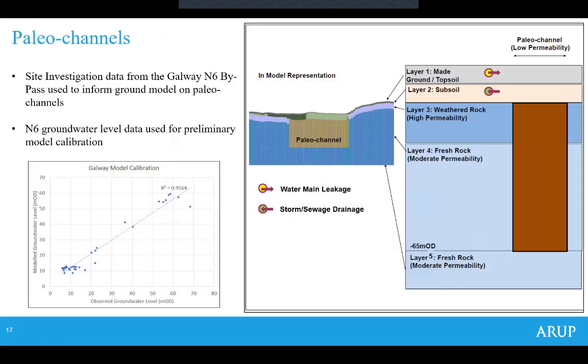Also in Galway, we get paleo channels in the karst. So site investigation from the Galway Bypass project helped inform this, where we were seeing boreholes in the city with 60 meters of low permeability clay infill in the karst. And these have been mapped out by Les Brown and others with some research on those on the back of the N6 project. And we were able to include those in the model, and also then we were able to use the groundwater level data from the N6 project to provide calibration for Galway.